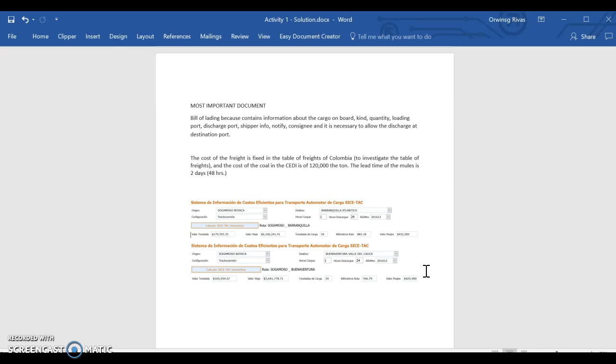And we have some extra information here, the cost of the land transportation in Colombia. From Boyacá to Barranquilla, more than 6 million pesos per one truck of 34 metric tons. And from Boyacá to Buenaventura, more than 5.5 million pesos per one truck.